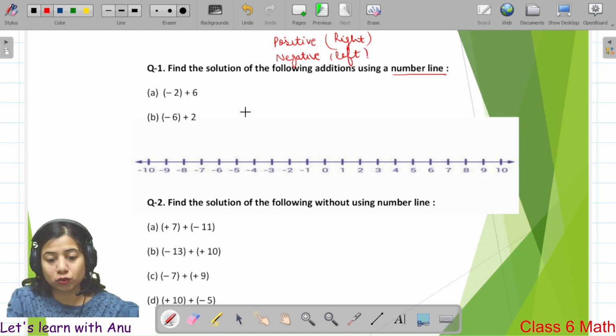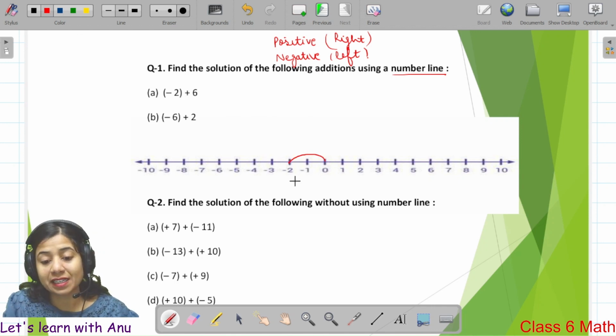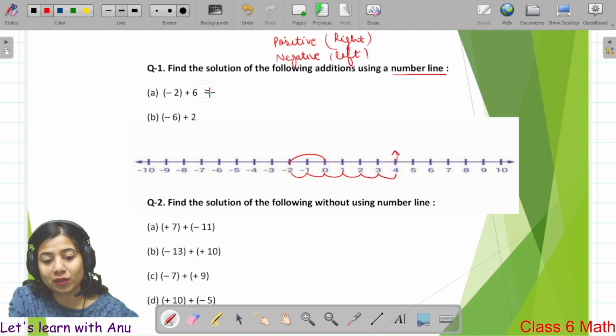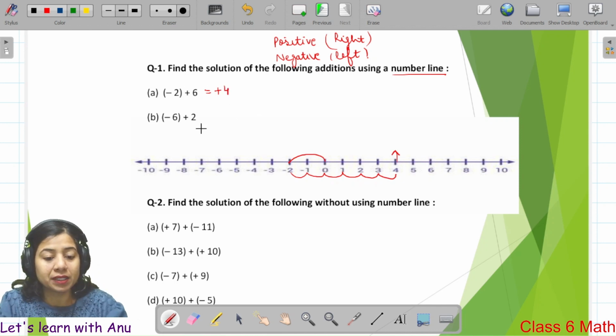So it's minus 2. Firstly I'll jump to minus 2. Then it is plus 6. So plus 6 means I'm going to move 6 steps to the right. 1, 2, 3, 4, 5 and 6. So the answer comes out to be plus 4. I think quite easy.